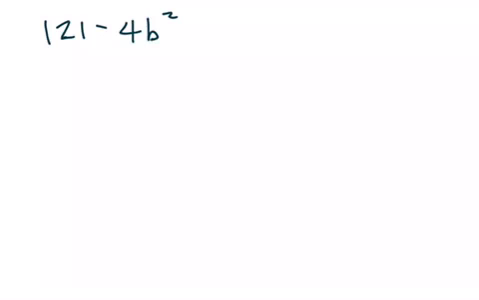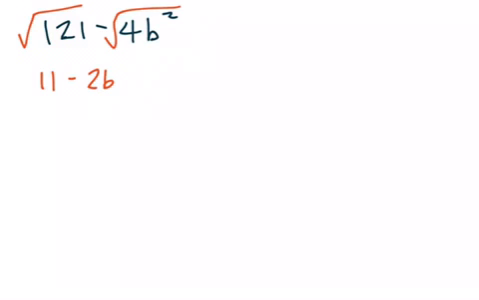The second term is also a perfect square because 4, the number, is a perfect square, but also b squared is a perfect square. So now I've determined that I do have a difference of squares: it's subtraction, it's a binomial, and the two terms are perfect squares. So now I'm going to find the square root of those two terms. What is the square root of 121? It's 11. What is the square root of 4? Of course it is 2. And the square root of b squared is b.